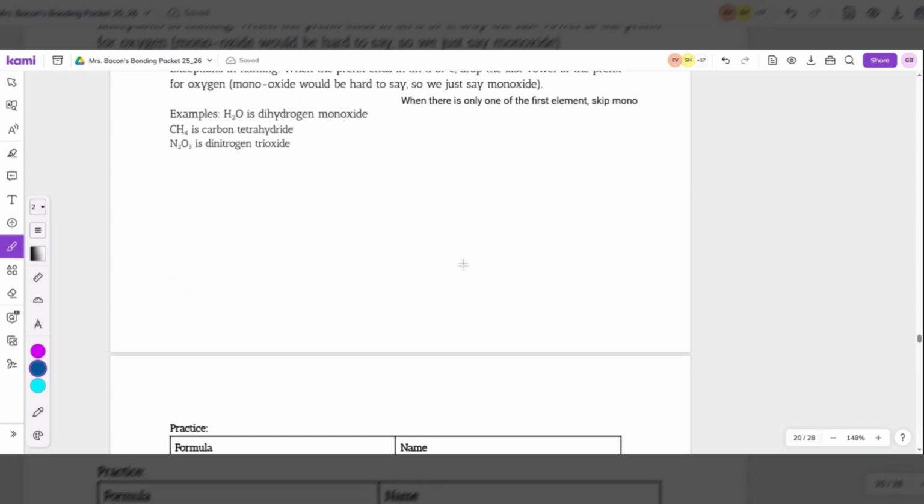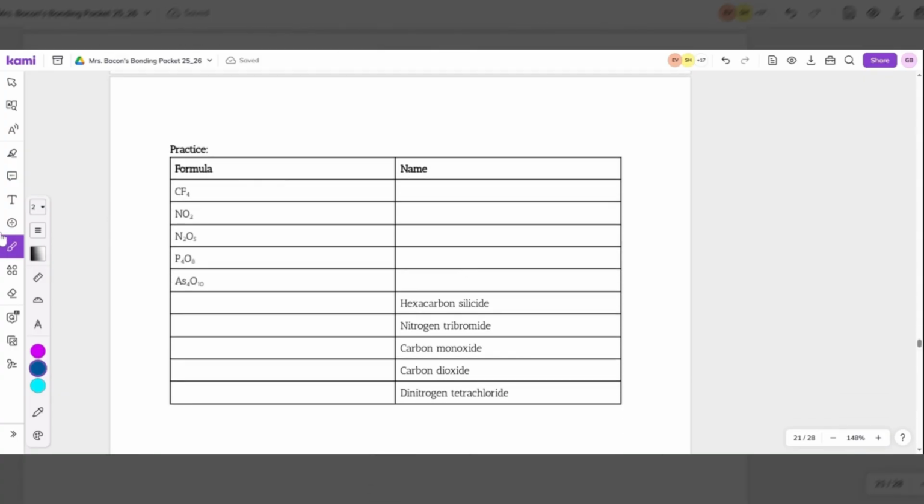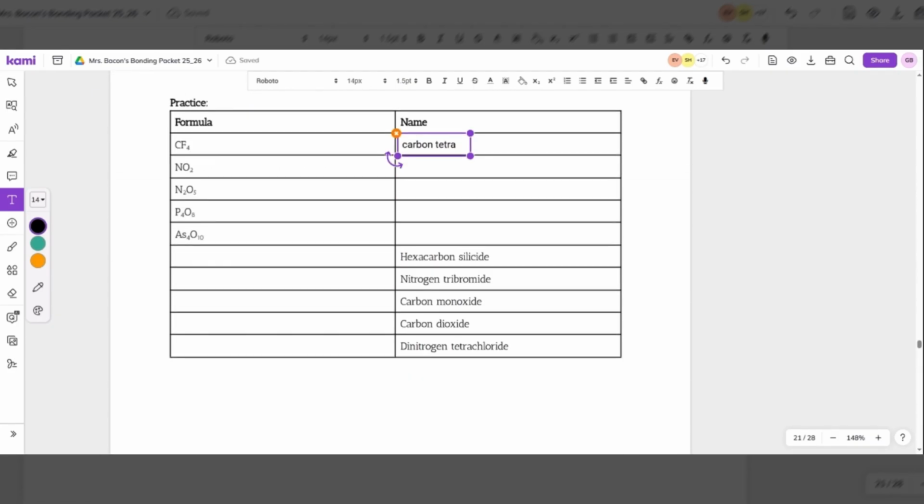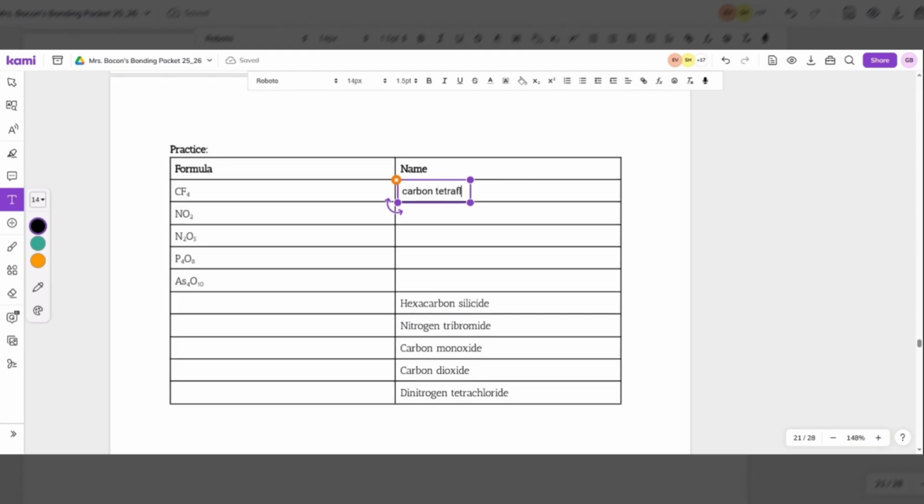All right, let's do a couple more. So here I've got carbon and 4 fluorines. I've got 1 carbon and 4 fluorines. I would put mono if it wasn't at the beginning. If it was at the end, I'd say mono, but since it's at the beginning, I don't need to include mono. So I'm just going to call this carbon tetra, because tetra is my prefix for 4. And then F is fluorine, so this is fluoride.